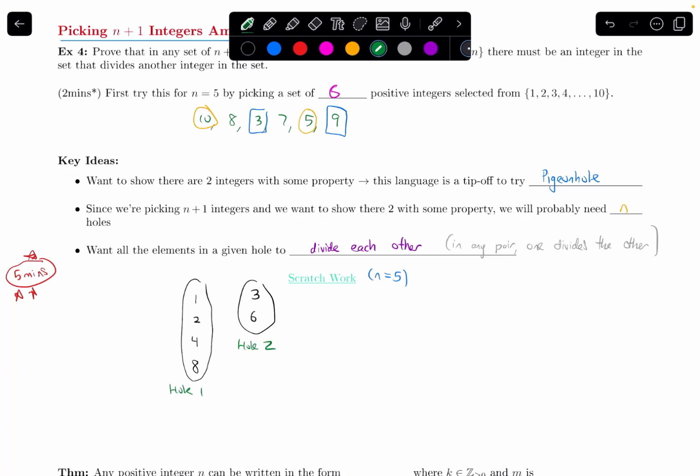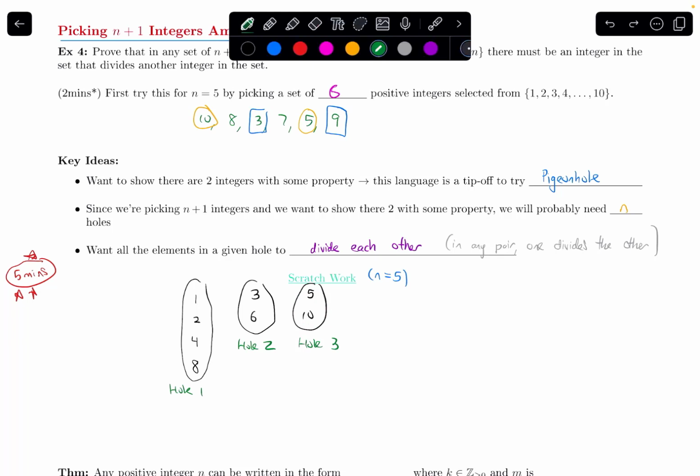And even if I pick 2 things in this hole, like 3 and 6, well, one of them divides the other. So great. In the next hole, well, I don't need to start it at 4 because that's already in something. So let's start at the next odd integer, 5, and let's double it to get 10. So this is going to be hole number 3. And again, if I pick 2 things in this hole, one divides the other.